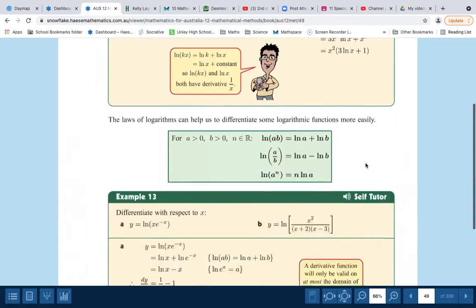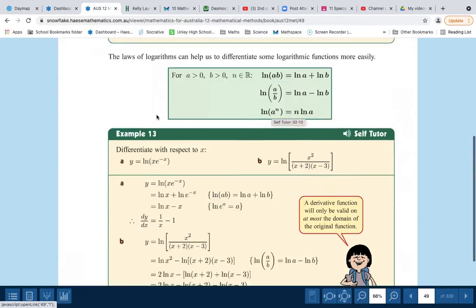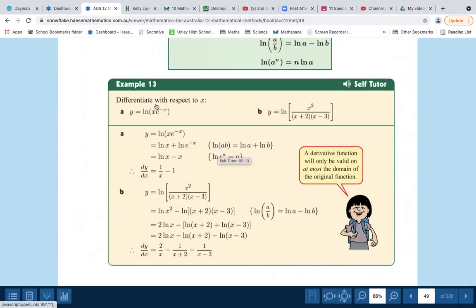Yeah, scroll down. So what they're doing here is they're applying log laws to make this a lot easier to differentiate. These questions are different to something like this. You can't break up that log. Here we've just got log x, but down here I've got log of something times something, and they're showing that here. Log of a times b could be written as log a plus log b. If you go through this example, that leaves you with something that's easy to differentiate, right?